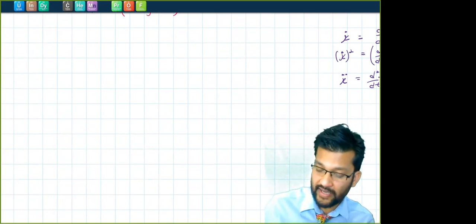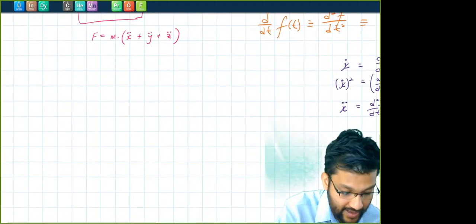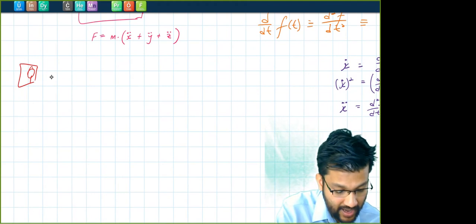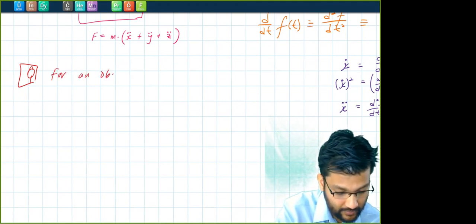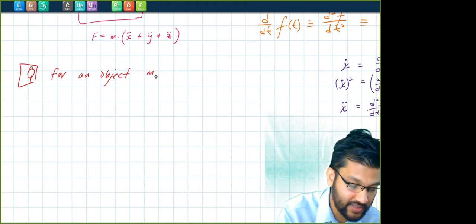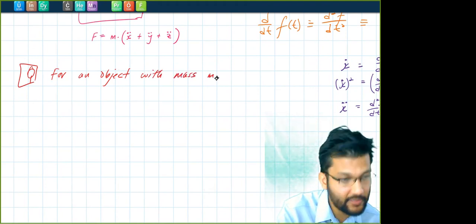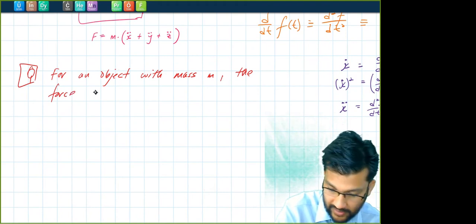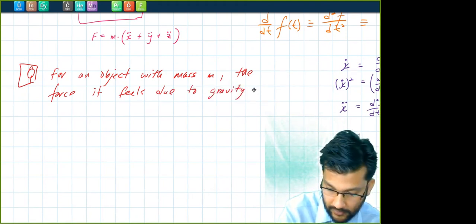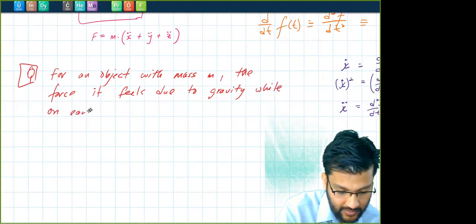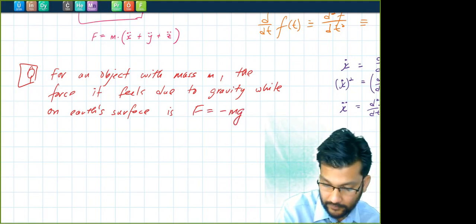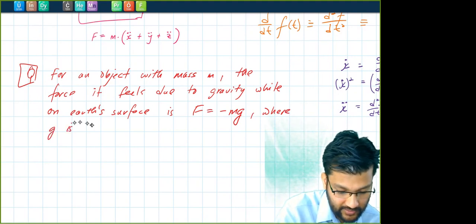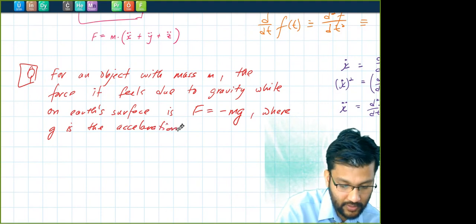Well, let's say that we're now going to apply this to some system. And again, I'm sure you've done examples of this, might have been a while, but let's say you have an object, we don't care what we call the object, with mass m. So we have some object, it has mass m, right? That's just a symbol for what the mass is. The force it feels due to gravity while on Earth's surface is, the force is minus mg, where g is the acceleration due to gravity.